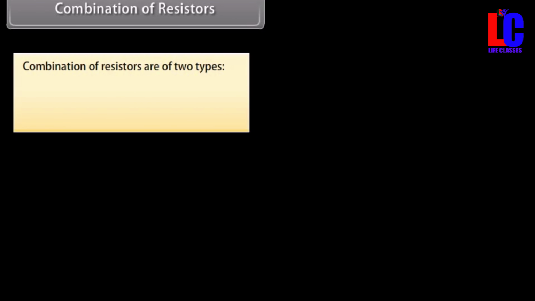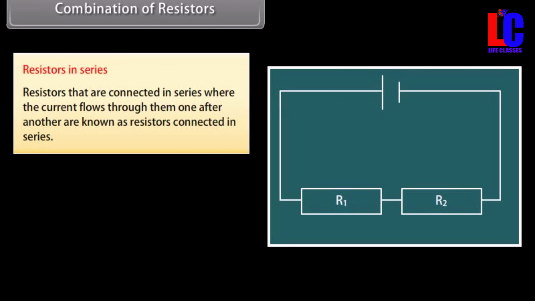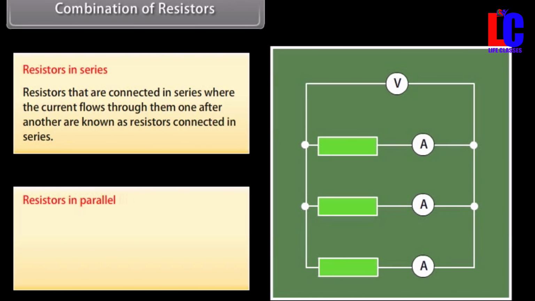Combination of resistors. Combinations of resistors are of two types: resistors in series and resistors in parallel. Resistors in series. Resistors that are connected in series, where the current flows through them one after another, are known as resistors in series. Here, the current depends on the applied voltage, the number of components, and the nature of components in the circuit.